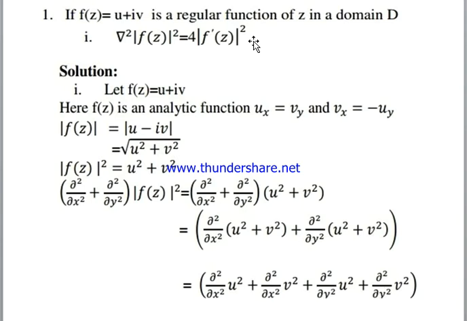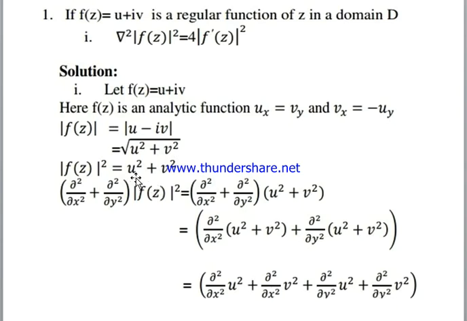So first we have to proceed with f(z). f(z) = u + iv, we know that, and here f(z) is analytic, so it should satisfy the CR equations, that is ∂u/∂x = ∂v/∂y, ux = vy, and ∂v/∂x = -∂u/∂y, or ∂u/∂y = -∂v/∂x. You can write it any way. That is vx = -uy.